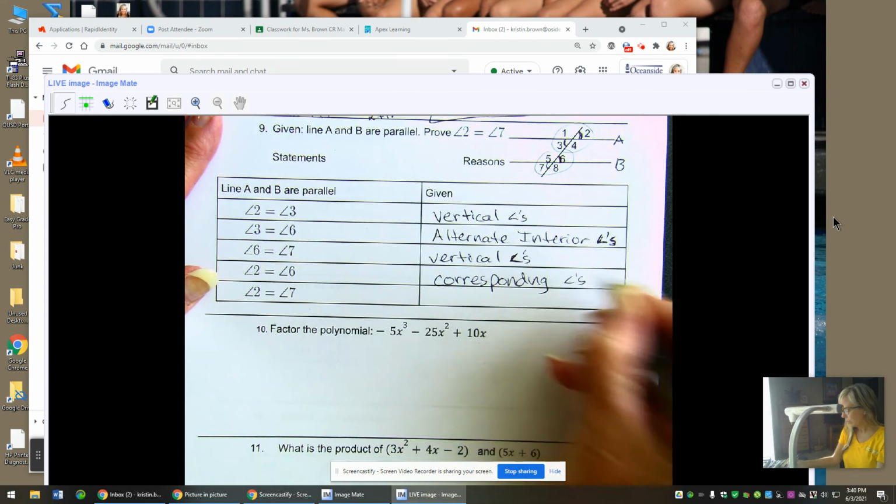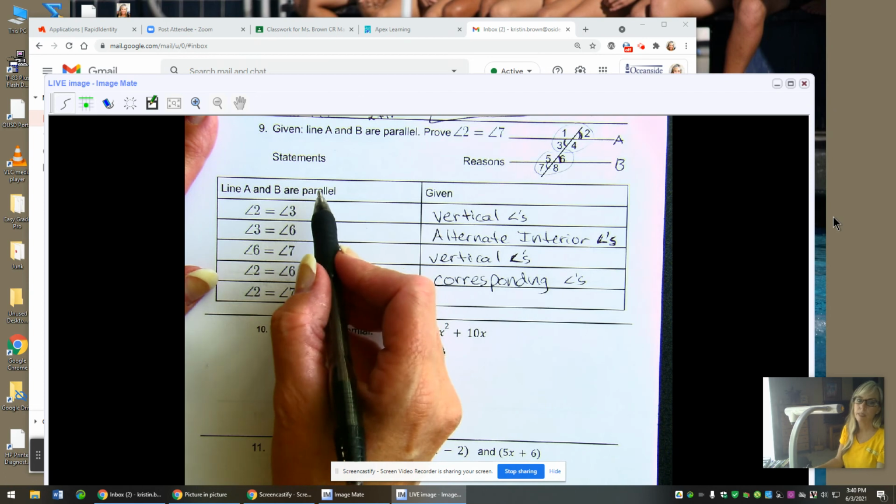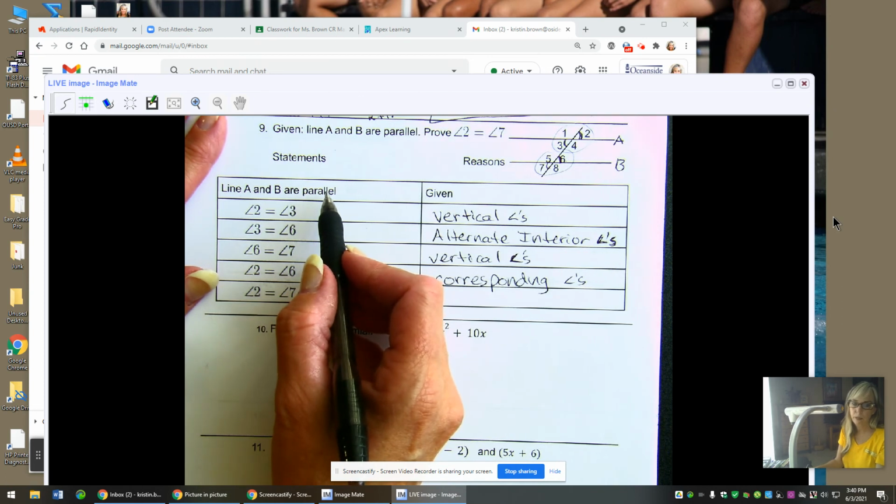And corresponding angles are only equal if the lines are parallel. So it's a really good thing I made this statement, or the jury is not going to believe me.